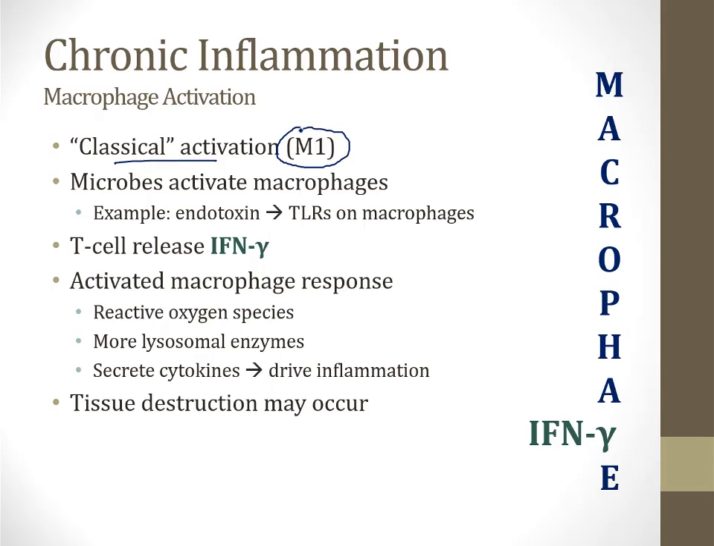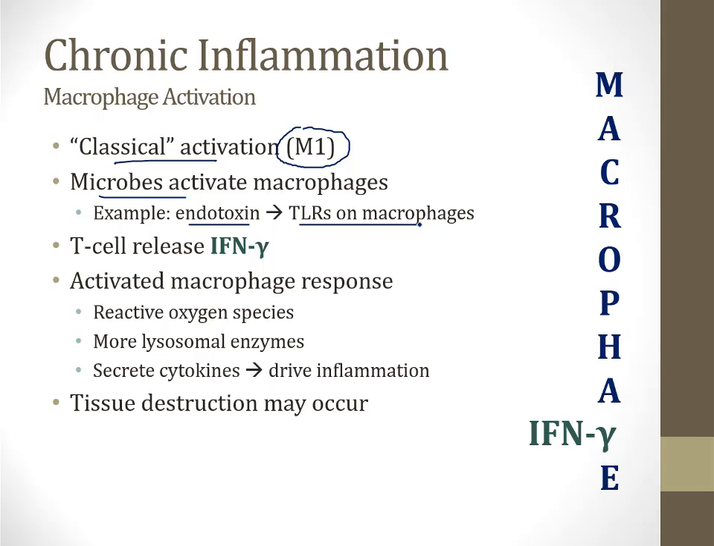There are a number of ways this pathway of macrophage activation can be triggered, but one of the classic ones is by a microbe. For example, endotoxin found in many microbes can activate toll-like receptors on macrophages. Once this type of macrophage becomes activated, it stimulates T cells, and then T cells stimulate macrophages. Basically, chronic inflammation is a lot of crosstalk between T cells and macrophages. The T cells are very important.